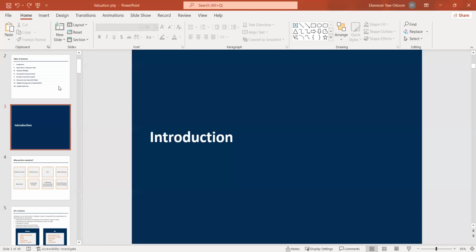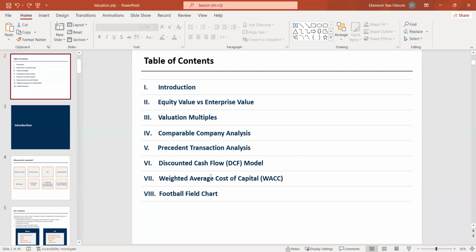So like I mentioned earlier, we'll be looking at an introduction to valuation. We'll be looking at the concept of equity value versus enterprise value. We'll look at valuation using the multiples approach, the comparable company analysis approach, the precedent transaction analysis approach, and then the discounted cash flow model, as well as weighted average cost of capital, and then how you present valuation results in a football field chart.